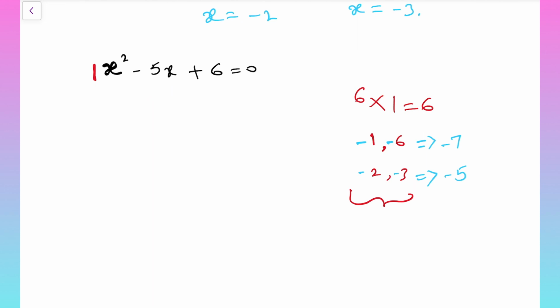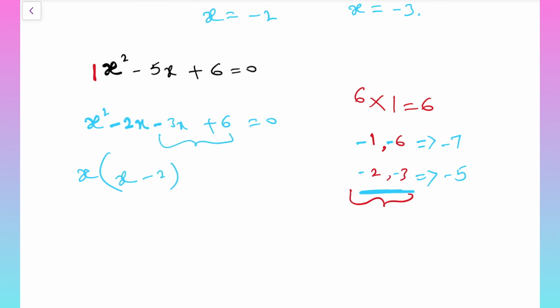So write the first term as it is, x square. Now this minus 5x we need to replace with minus 2x minus 3x, plus 6 as it is, equals to 0. From the first and second terms we can take out x common, then we remain with x minus 2. Now from the third and fourth terms also we need to take something common. After taking common, the same bracket we need to get here also, that is x minus 2, equals to 0 as it is.